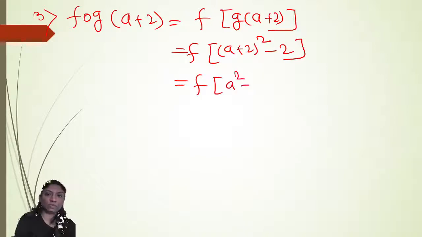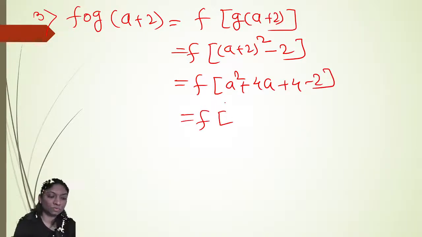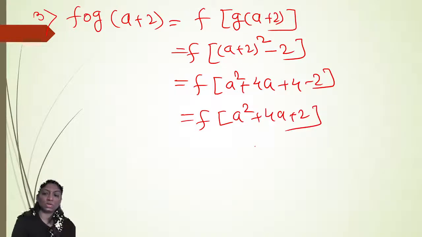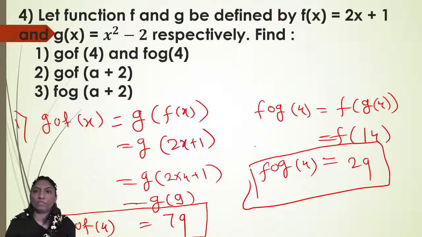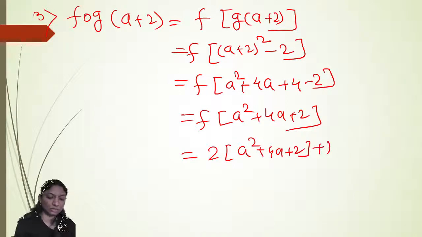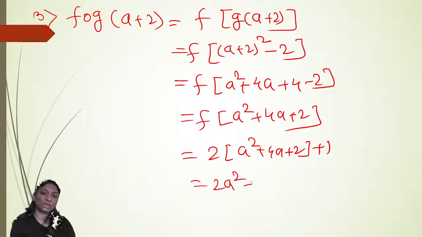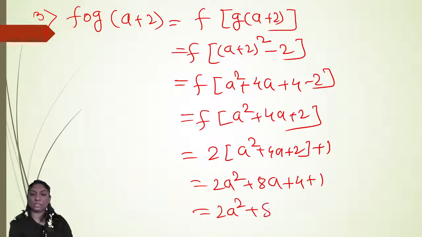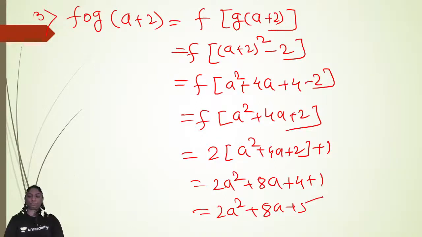F of A square plus 4A plus 4 minus 2, right? So here F of A square plus 4A plus 2. What is your F of X? F of X is 2x plus 1. So 2 into A square plus 4A plus 2 plus 1. Right? So you will get 2A square plus 8A plus 4 plus 1, which is equal to 2A square plus 8A plus 5. Hope you are getting it clear.